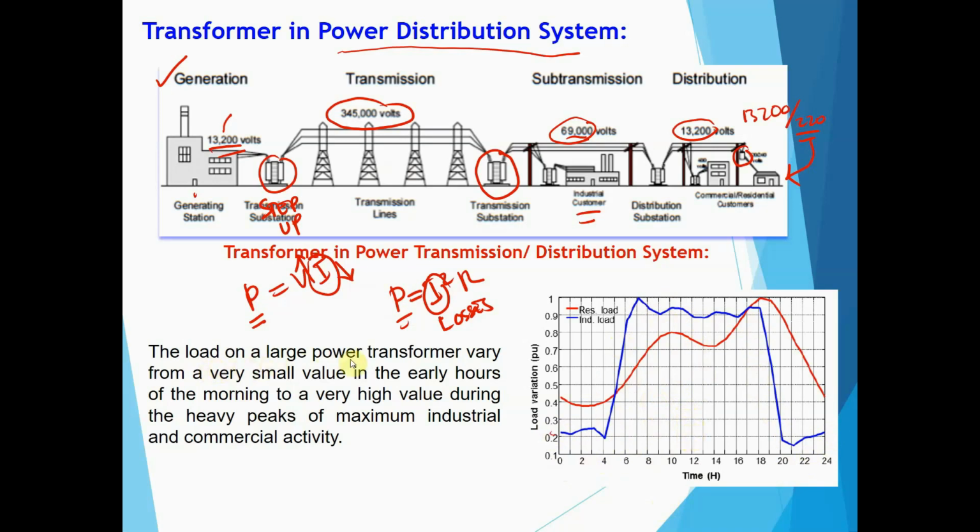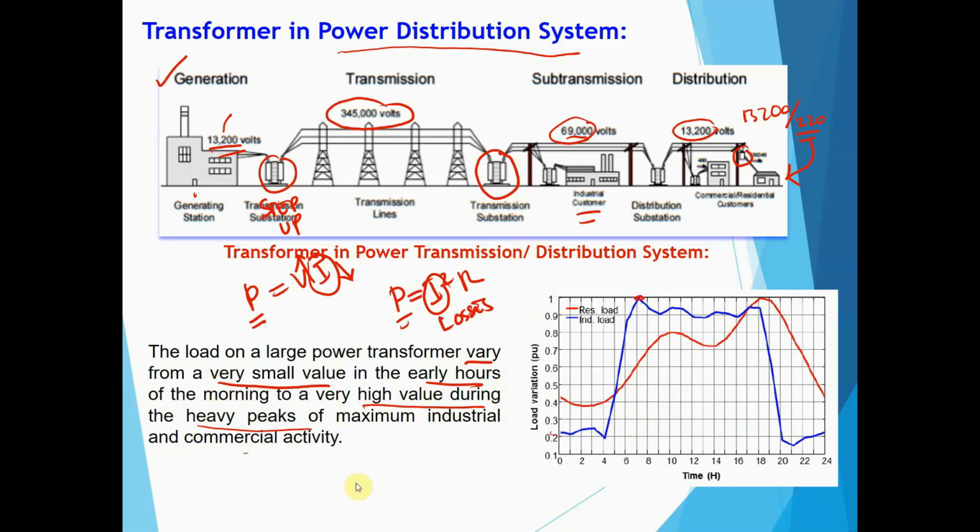The load on the large power transformer varies from a small value in the early hours of the morning to a very high value during heavy peak or maximum industrial and commercial activity. Where is the peak load here? Here at this point, right? This is the heavy load. So it varies.